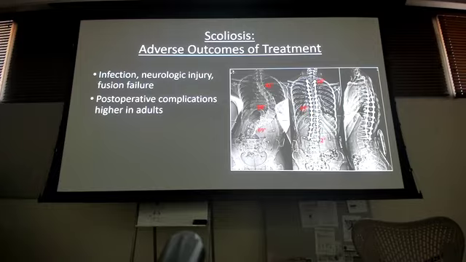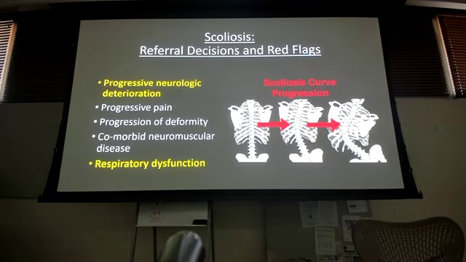Post-op complications are higher in adults. That's just the incidence rate, okay? That's all that's saying. Does that look like significant hardware there? Yeah, like I said, I was involved in that case, the first one. Not an adult, but a kid, and man, we were there forever. So I think that case is still going.